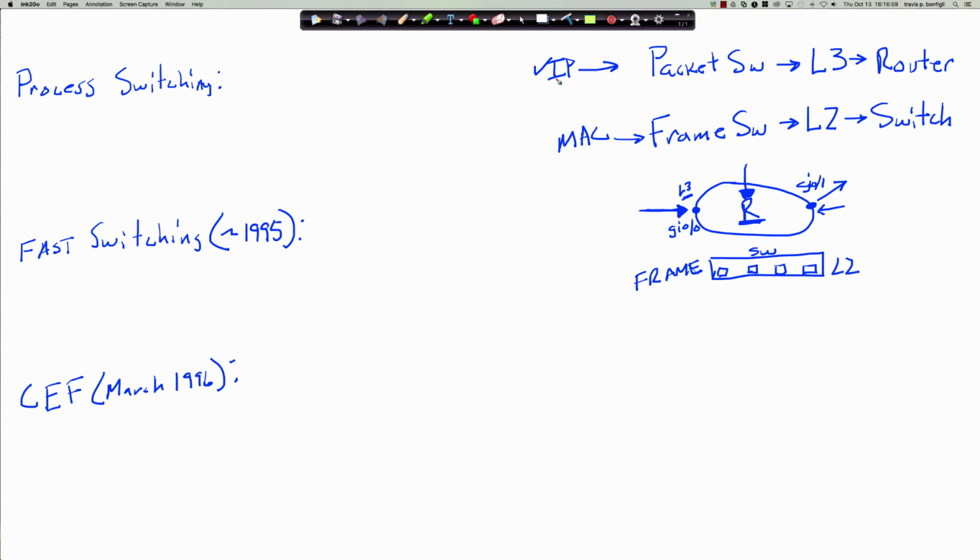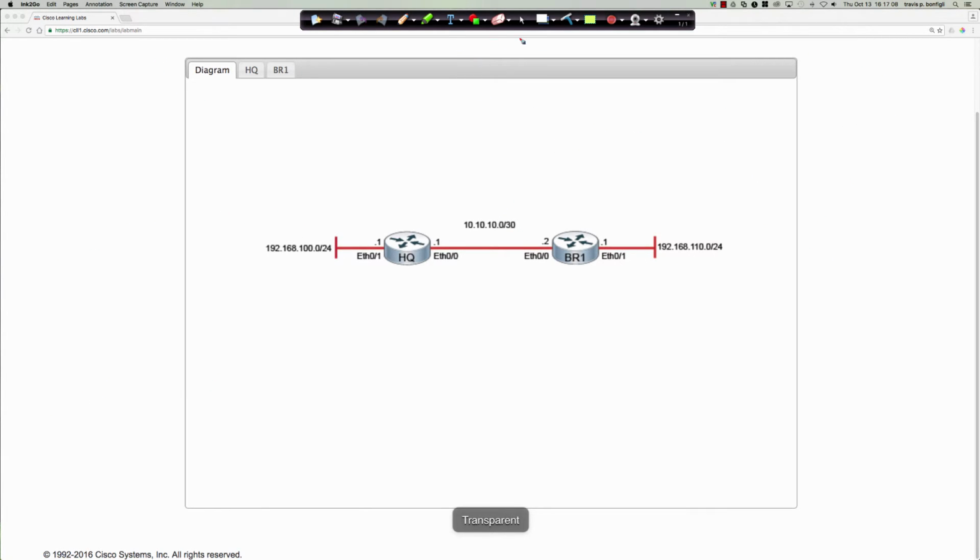And so this will stay up here as I jockey back and forth between this screen and our other screen. So we're talking about CEF switching. Now, before there was CEF switching, there were others. There was optimum switching, and I can't remember the name of a fifth one that was out there. But the three that we're interested in are process switching. And process switching is by far the slowest.